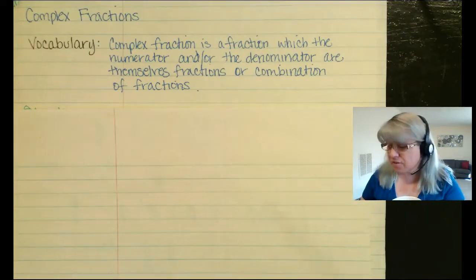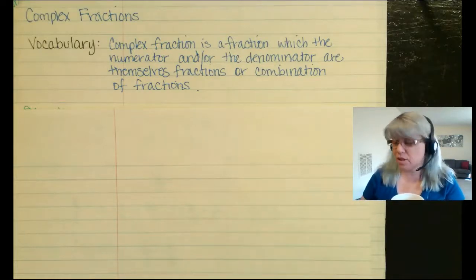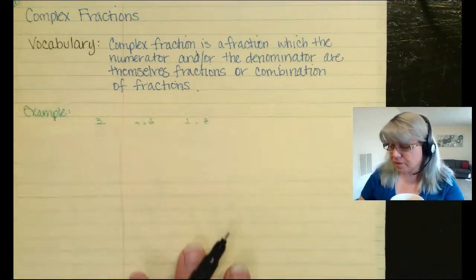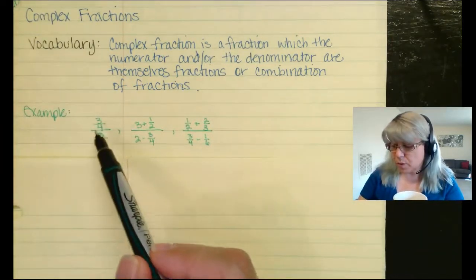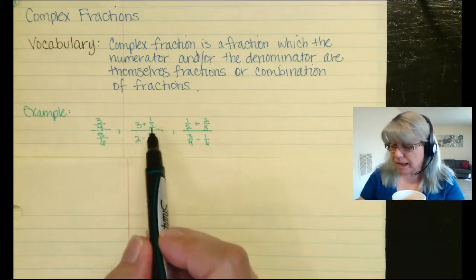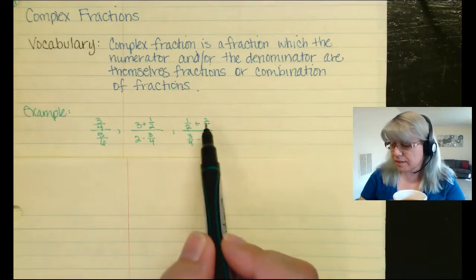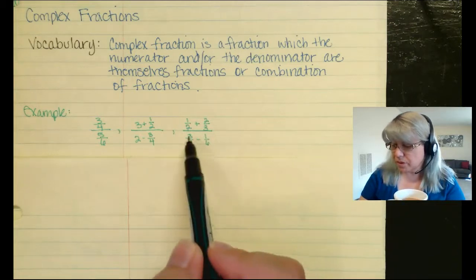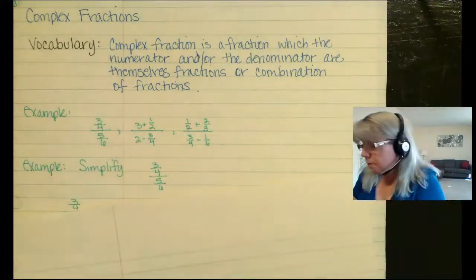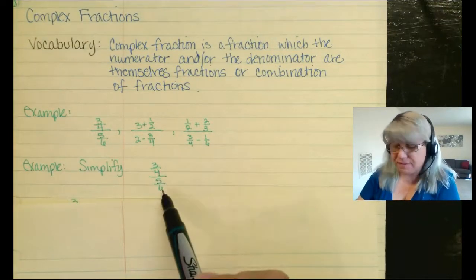Well, a complex fraction is a fraction in which the numerator and/or the denominator are themselves fractions, or a combination of fractions. Here's a couple of examples. 3/4 all over 5/6, or 3 plus 1/2 all over 2 minus 3/4, or 1/2 plus 2/3 all over 3/4 minus 1/6. Pardon me. So let's take the first problem, 3/4 all over 5/6.